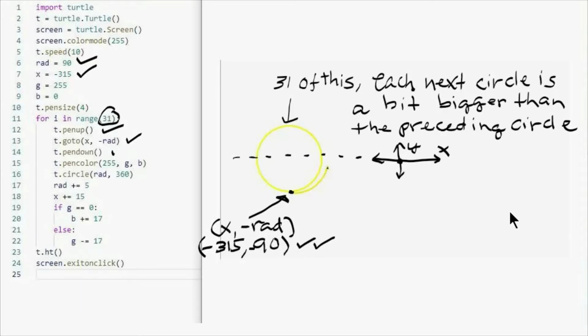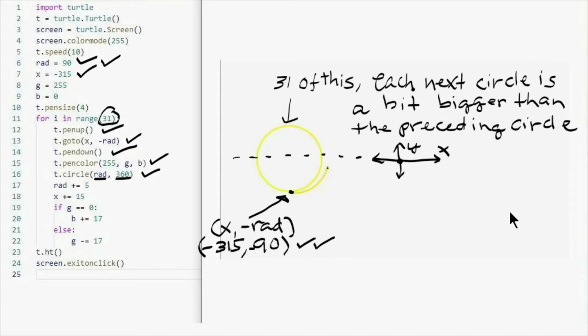Line number 14 is pen down. That means I'm ready to draw the circle. The instruction for drawing the circle is line number 16. We need to specify the radius of the circle. The radius, incidentally, is line number 6, which is 90. And for the central angle here, it has to be 360 for the whole circle.